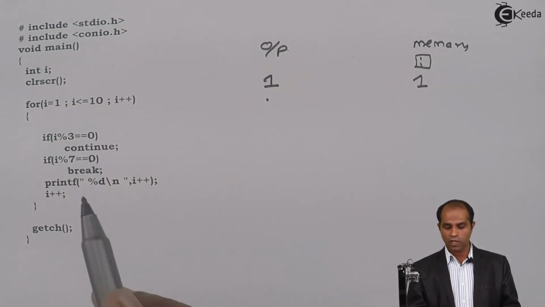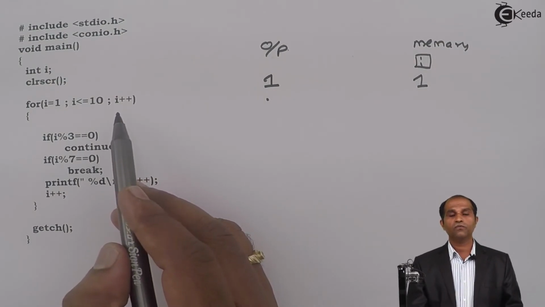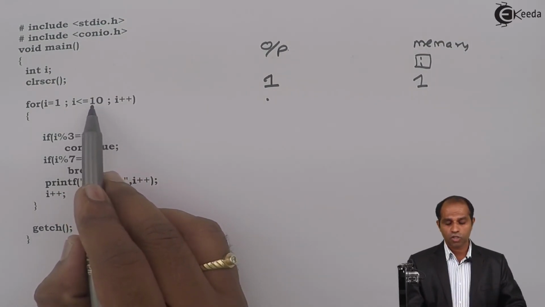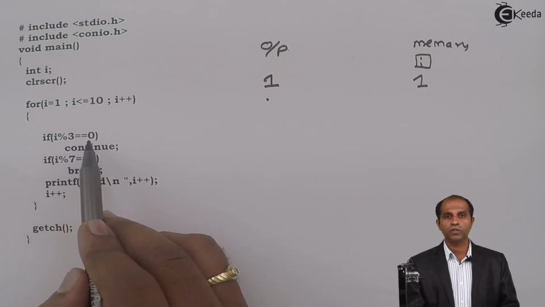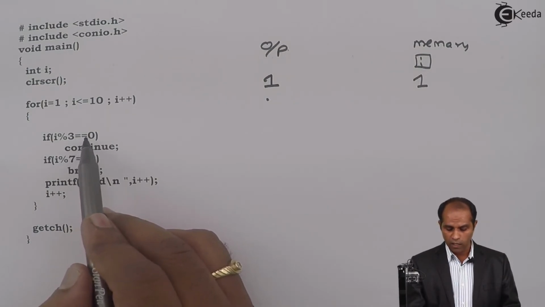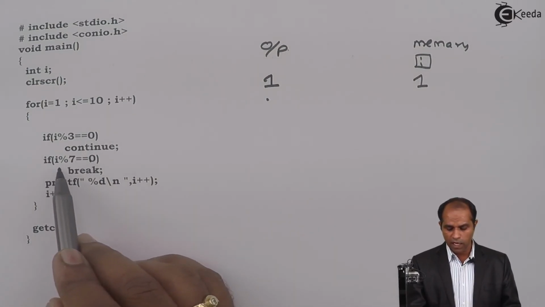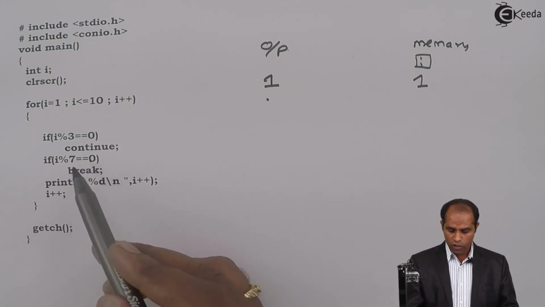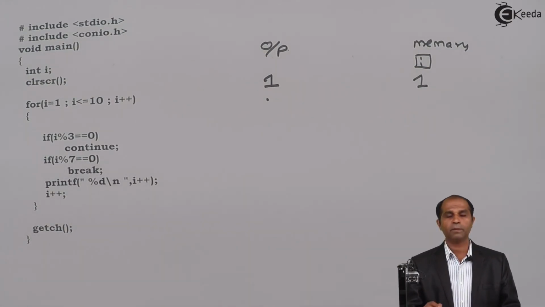So i++. So now the i value is 4, because ++ makes it 4. 4 less than or equal to 10, true. Now 4 mod 3 equal to 0? False, because 4 mod 3 is 1. So it will go to this particular place, i mod 7 equal to 0. 4 mod 7 equal to 0? False. False, so the printf %d, i++.